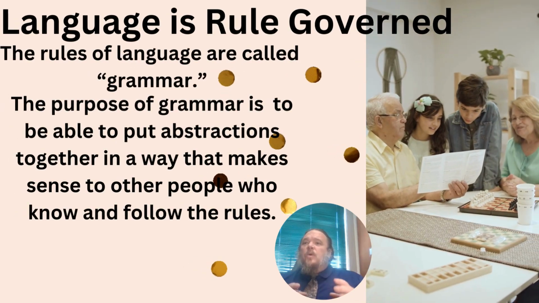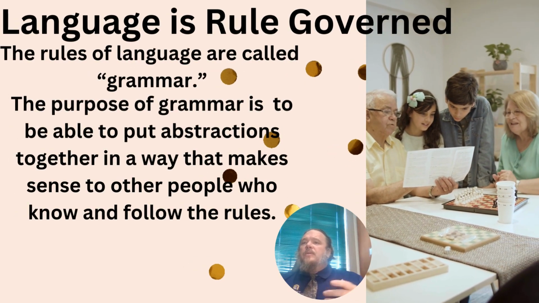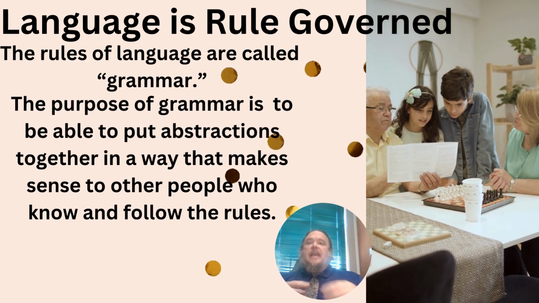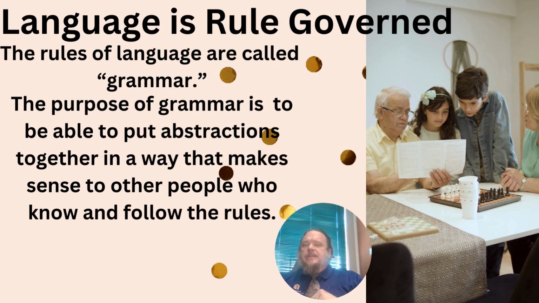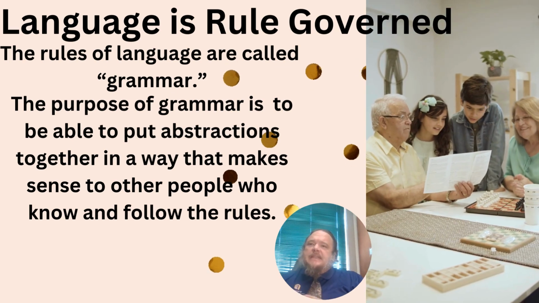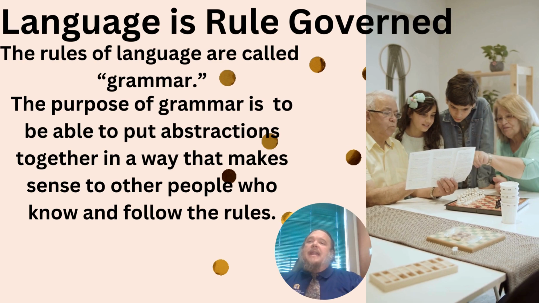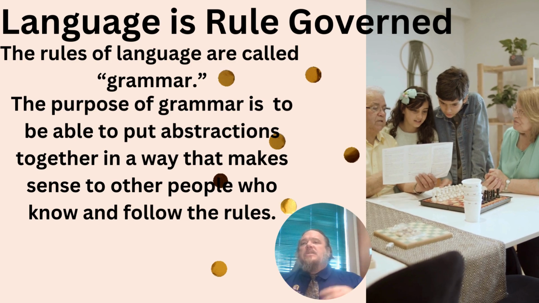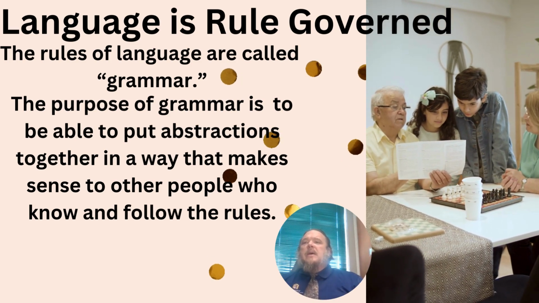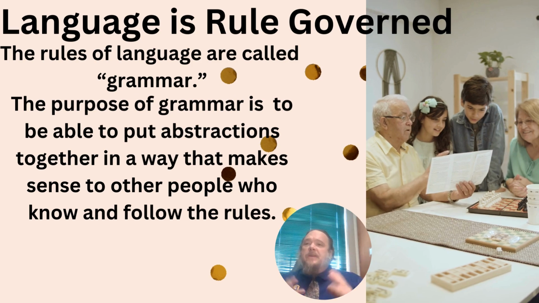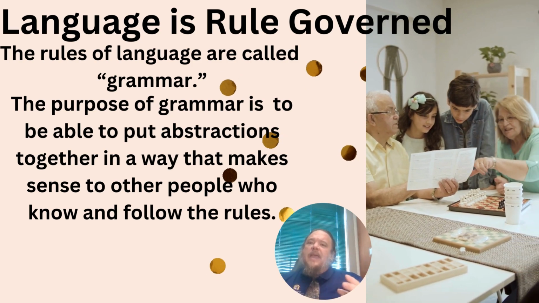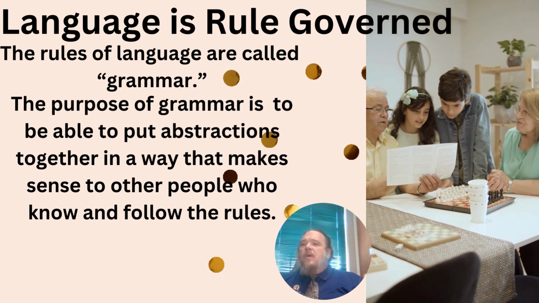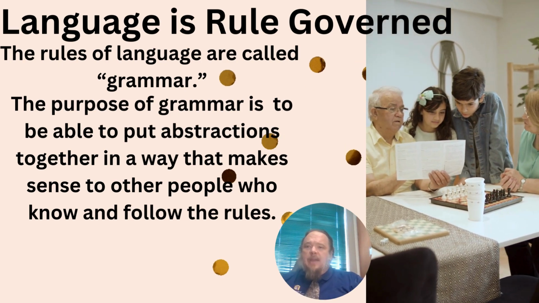Language is rule governed, and we call the rules of language grammar. Now, maybe you hear that word grammar and you immediately have nightmares about semicolons or something like that. But here's the thing, that's the grammar of writing in school. But grammar is any kind of socially agreed upon rules where the purpose is how we can put together abstractions in a way that makes sense to other people. So different groups have their own unique grammars.